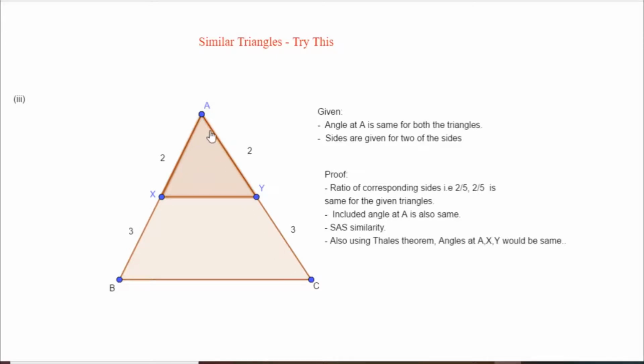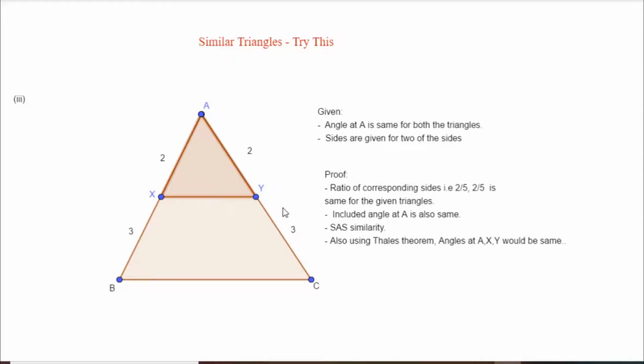Also, the included angle between those corresponding sides, which is angle A, is the same for both the triangles. So these two triangles are similar based on SAS similarity. Apart from that, notice that XY is dividing AB in the ratio of 2 to 3. The same XY is also dividing side AC in the ratio 2 to 3.